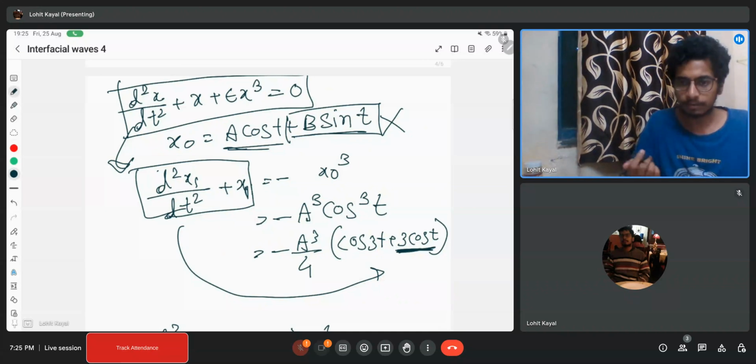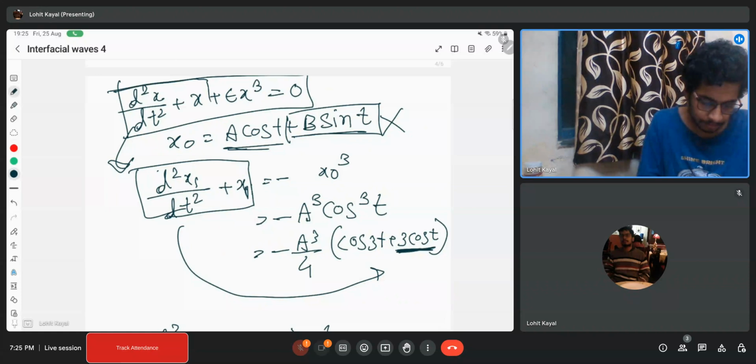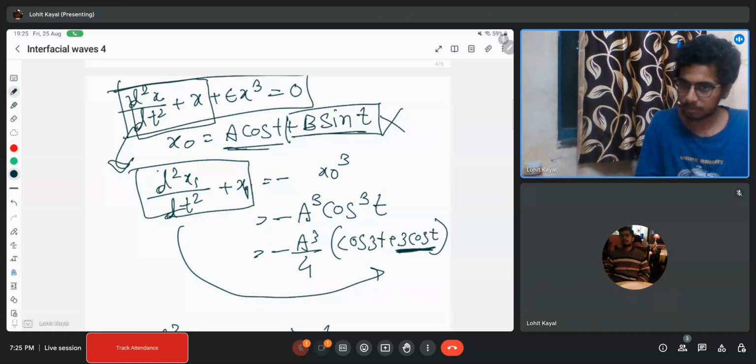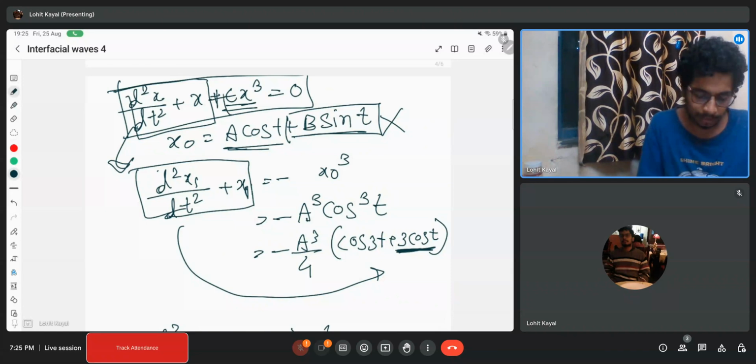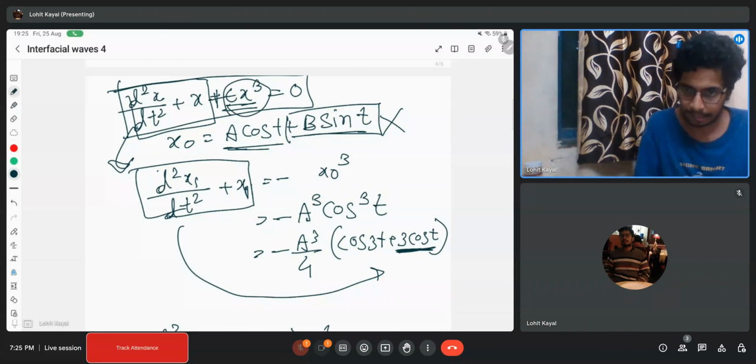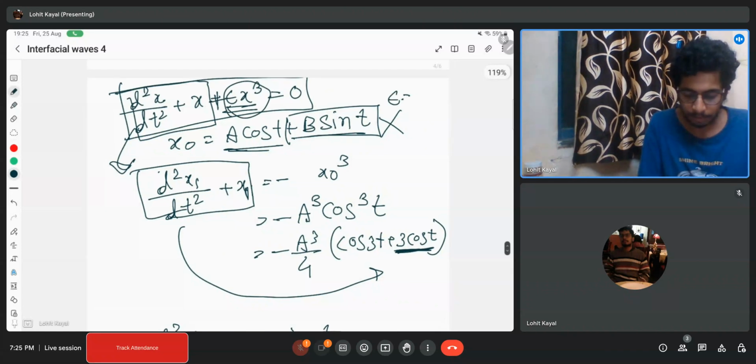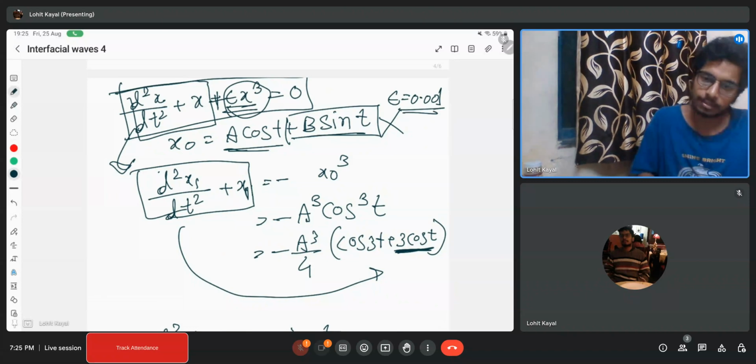Or from your intuition you can say that d2x/dt square plus x gives you a periodic solution, right? And you are just increasing it by a small amount. This is some small kind of error. You can think like that. Your epsilon is a very small term, 0.001 maybe, into x cube. So anyway, the scenario will be a periodic solution.